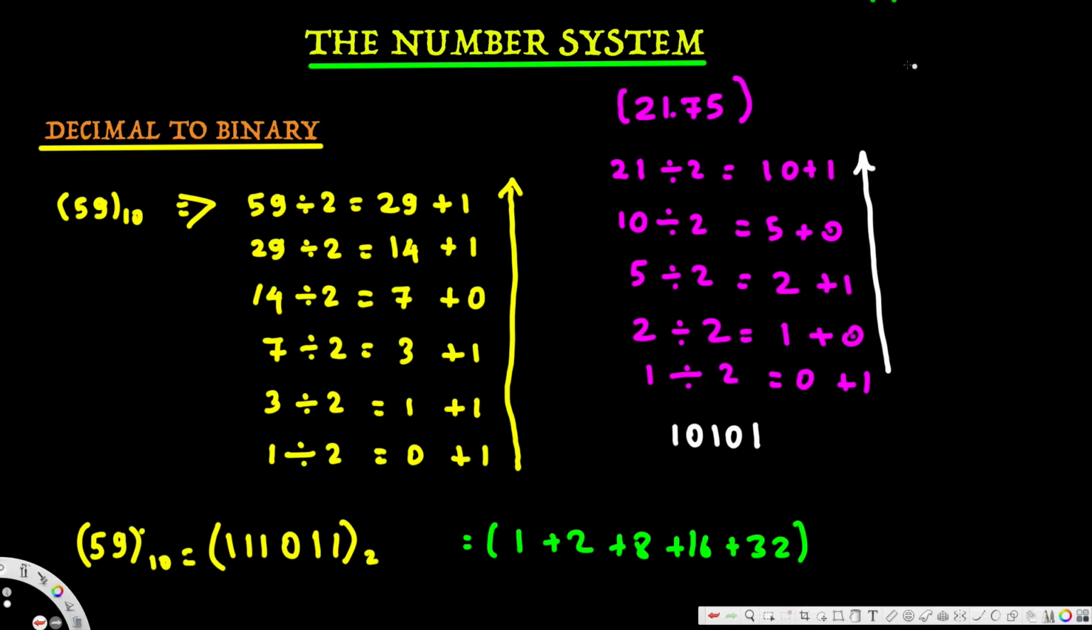Now let's look at the fraction part. For the fraction part we don't do the same thing. What we have to do is multiply by 2. Here we are dividing by 2.